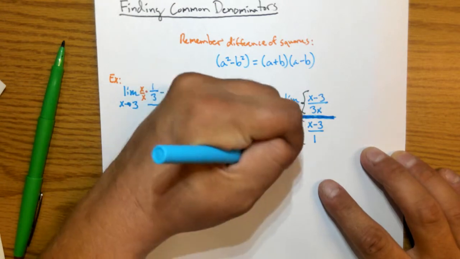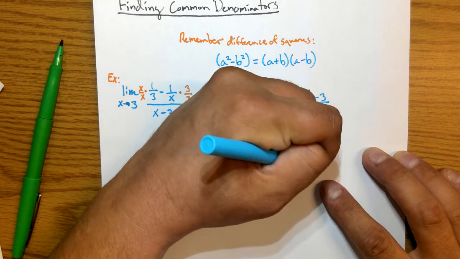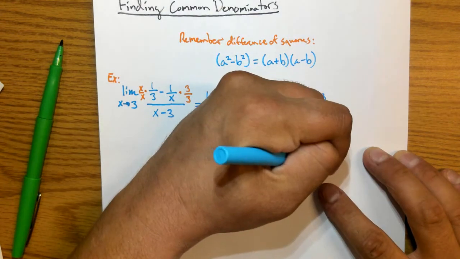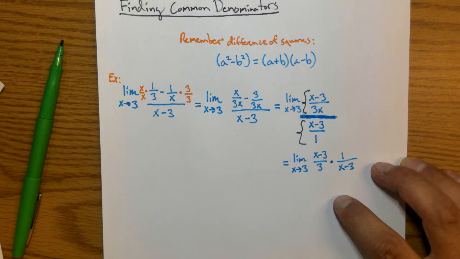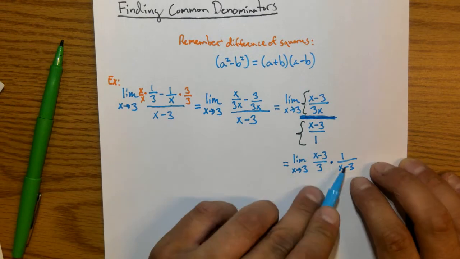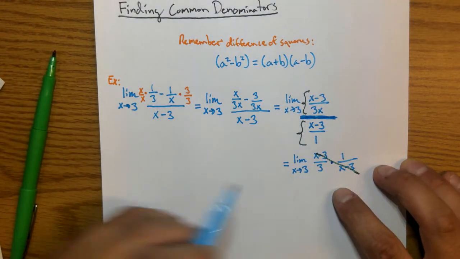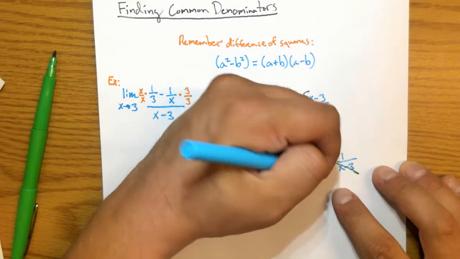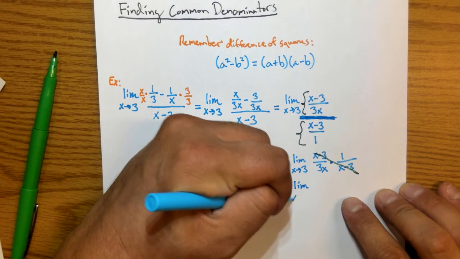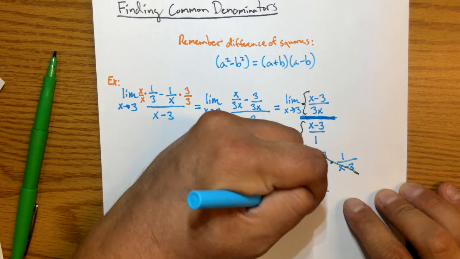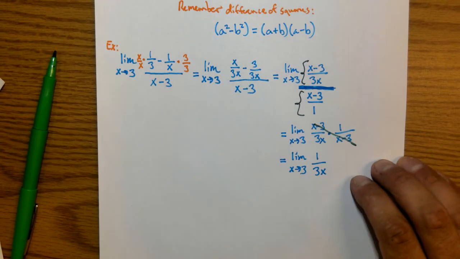So I'm going to have the limit as x approaches 3 of x minus 3 divided by 3x times 1 over x minus 3. And would you look at that? This will actually cancel with this. So when it cancels, oh, sorry, this is 3x. So when it cancels, we're going to get the limit as x approaches 3 of 1 over 3x. And now we can plug in that 3 and we won't have a problem.